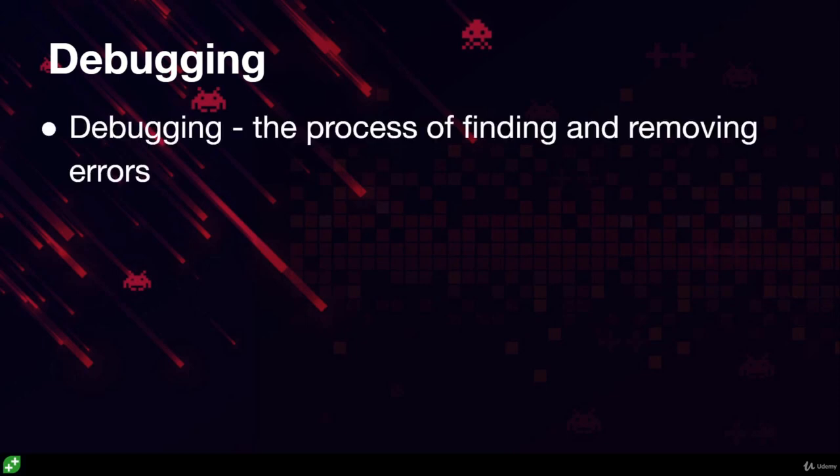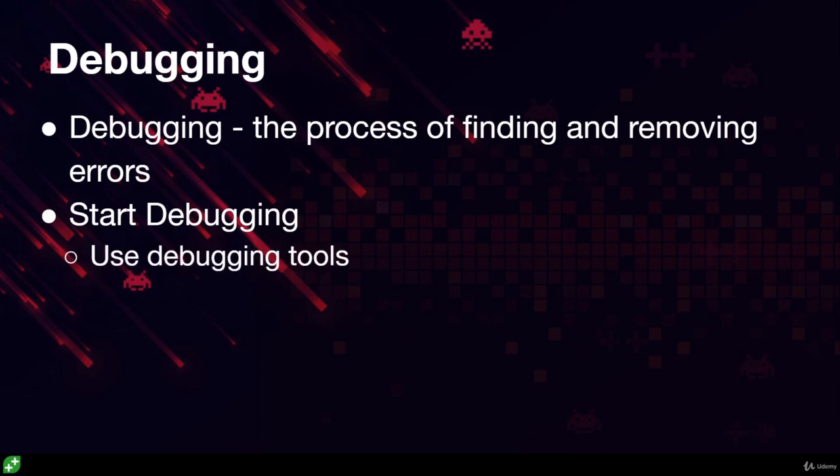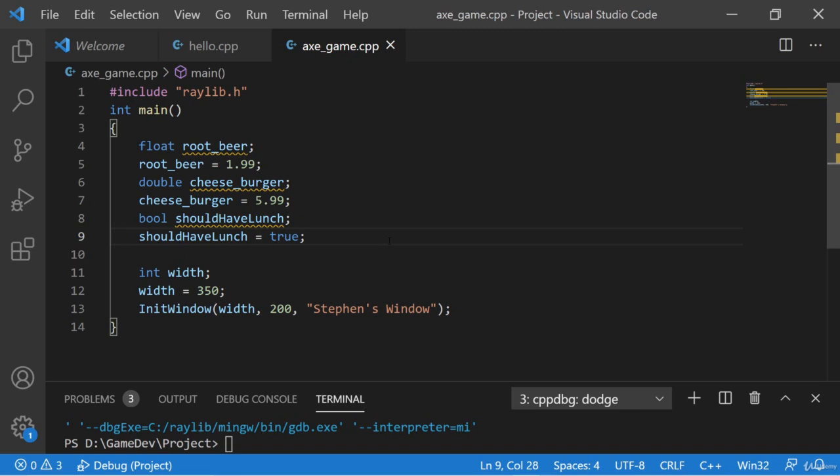Debugging is the process of finding and removing errors from our code. We typically call these errors bugs. Whenever we start debugging in Visual Studio Code, we're running our program in a mode that allows us to use debugging tools. So let's run our program in debug mode and take a look at the tools we have at our disposal. So here we are in Visual Studio Code, and we have our three variables that we've created.